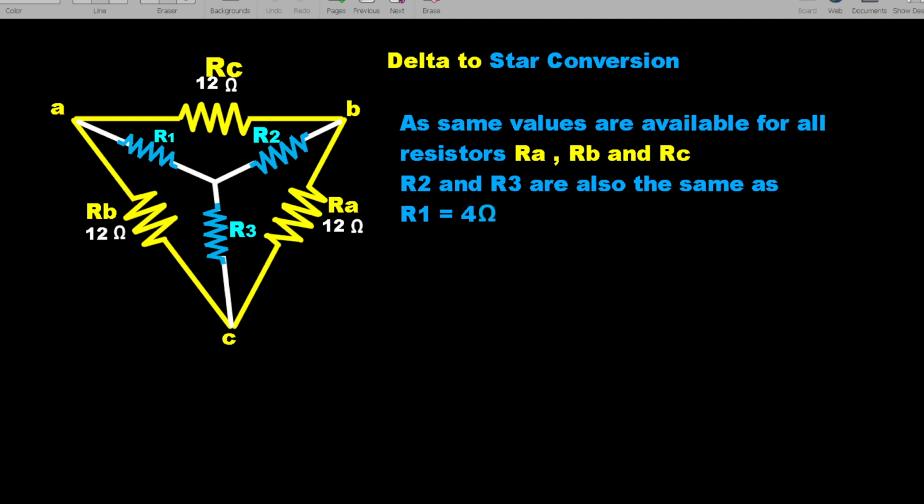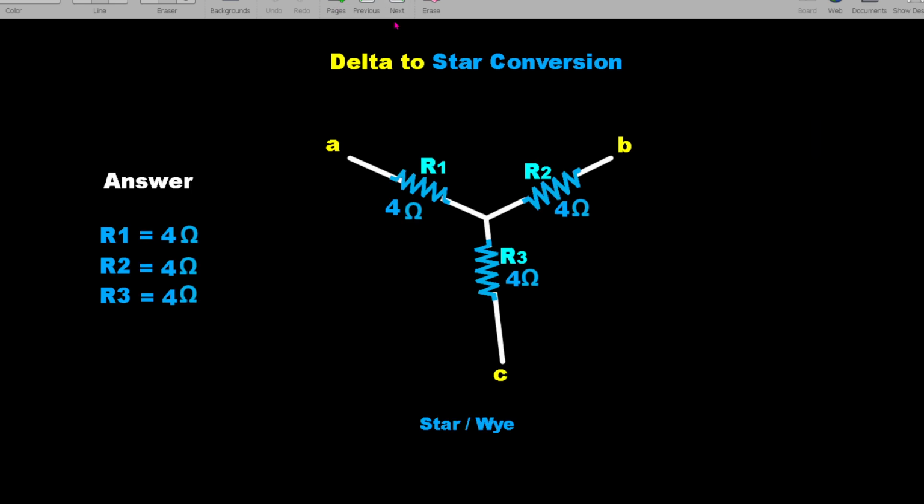Since we have all the values of the delta network as 12 ohms, the R1, R2, R3 values are also the same, that is 4 ohms. So we frame this star or Y network with 4 ohm resistances. So the first problem, A, is solved.